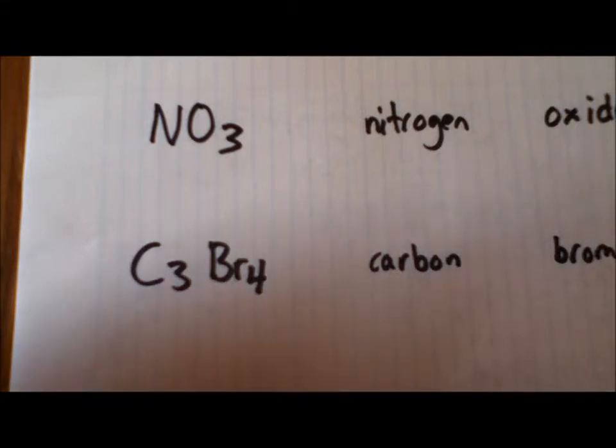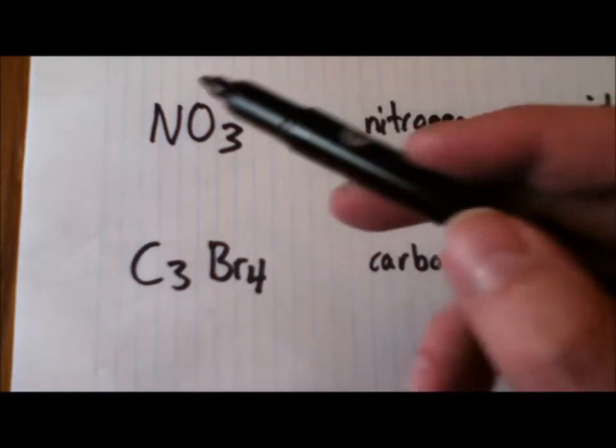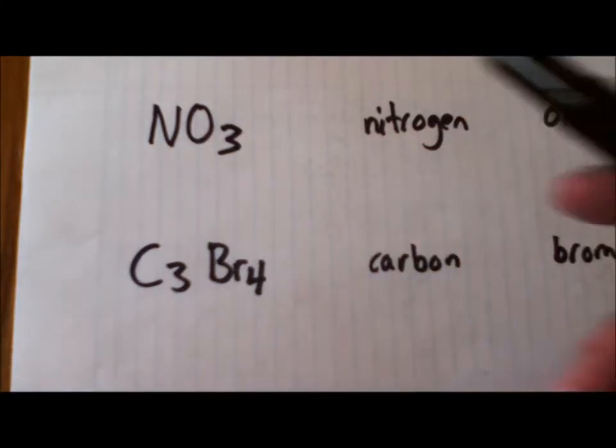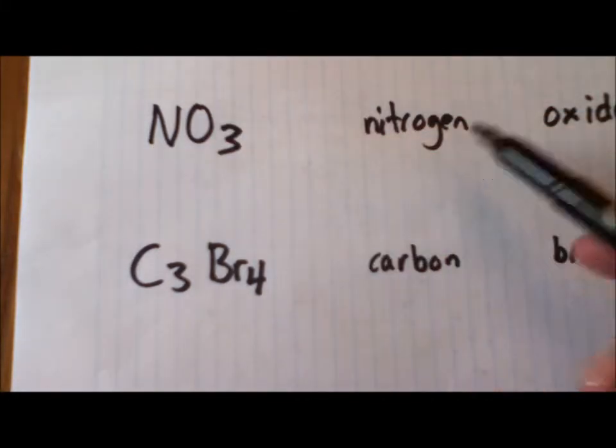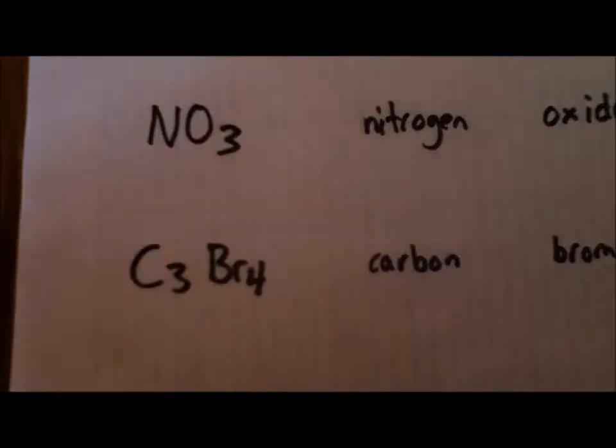So we'll do two examples. The first example we'll just go through together using those steps, and then the second example I'll have you pause the video, and then you can try and figure it out before I give you the answer. So we've got NO3 here. From the periodic table we know that N is nitrogen and O is oxygen.